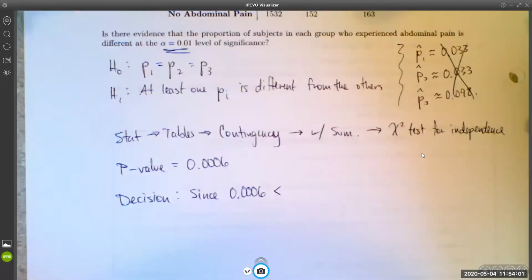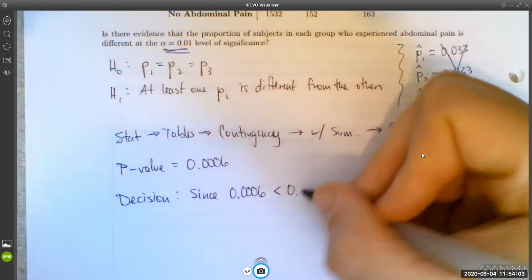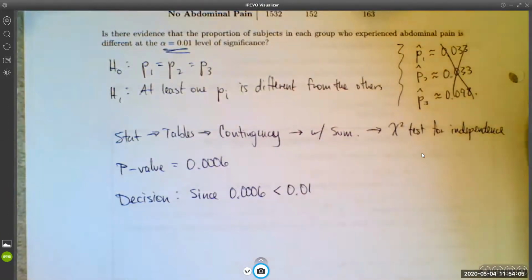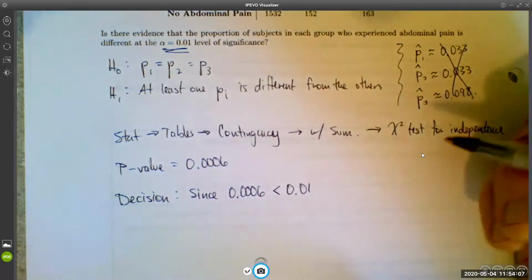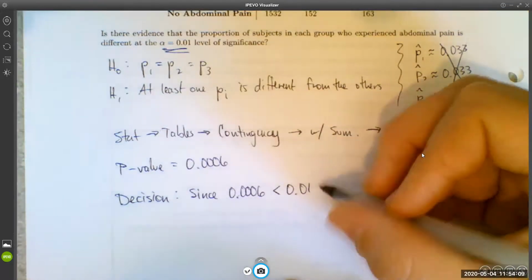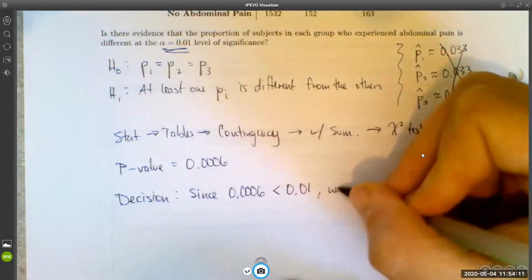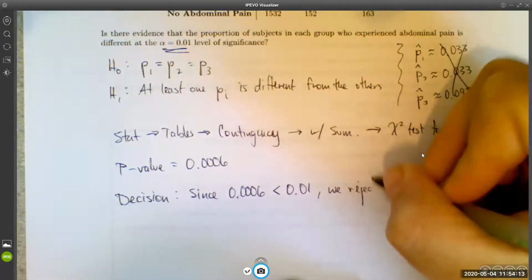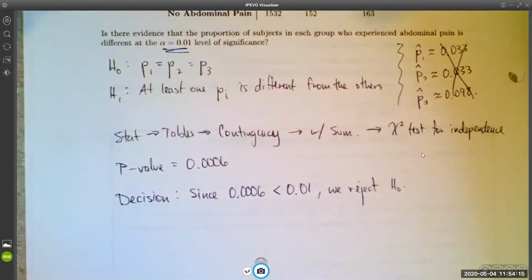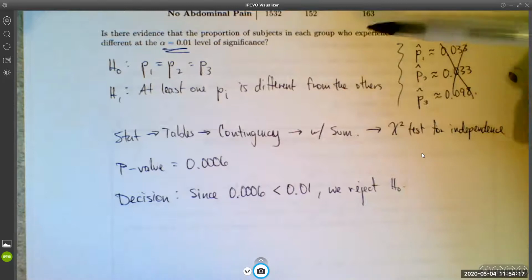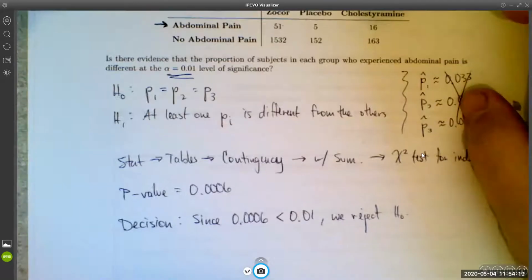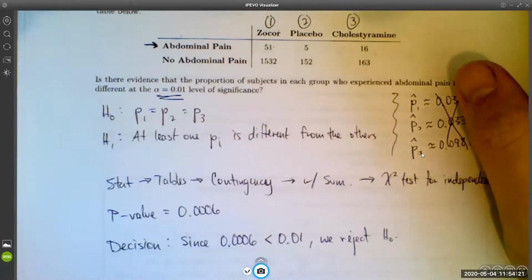It's less than our level of significance, which itself was pretty small, right? We were using the 0.01 level of significance this time, but still our p-value is smaller than that. So since that's true, we reject the null hypothesis, right?